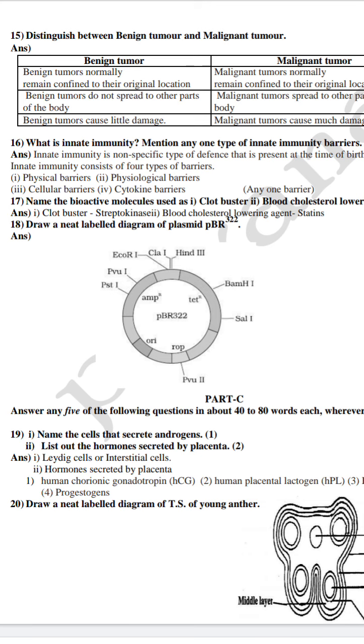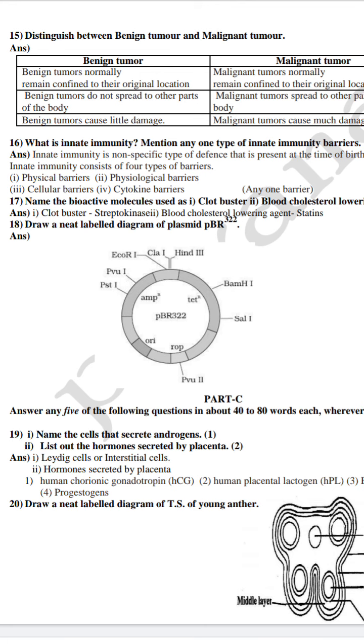So this innate immunity consists of 4 types of barriers. First one physical barriers, second one physiological barriers, third one cellular barriers, and fourth one cytokine barriers. Any one can be written, each one carries 1 mark, definition carries 1 mark. Total this question is allotted for 2 marks.